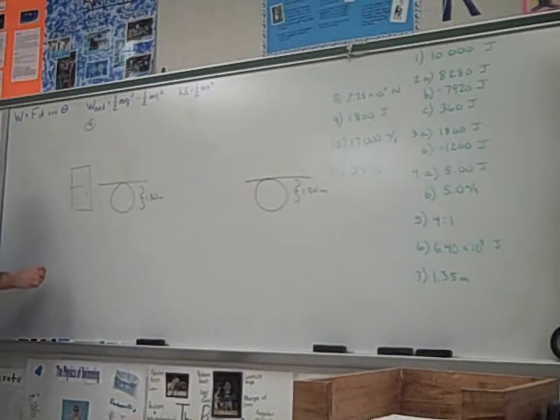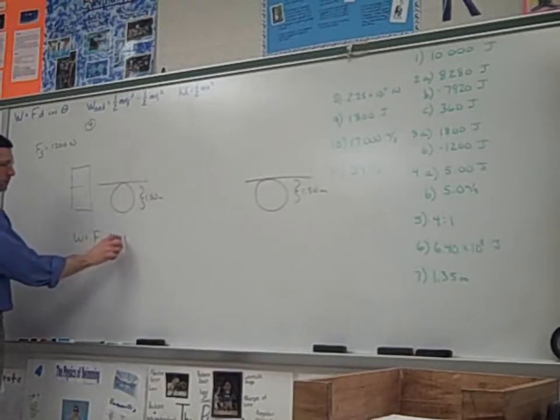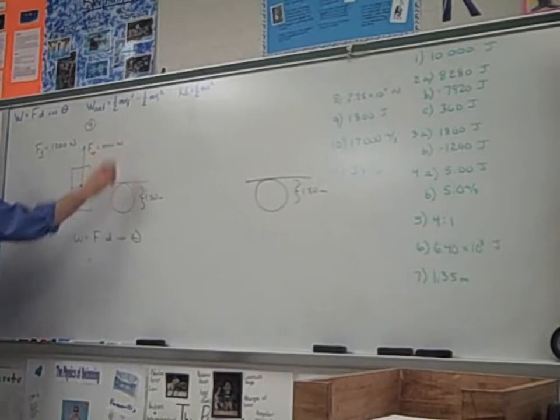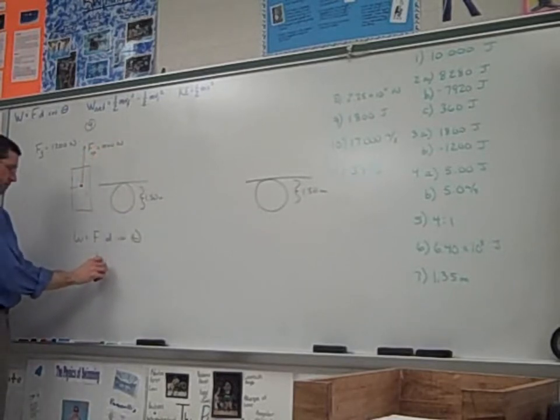The weight of the refrigerator is 1,200 newtons. So Fg for the refrigerator is 1,200 newtons. And they're going to need to lift it through 1.5 meters. So the work they're going to do in doing that is going to be, they need to apply this much force to the refrigerator. So 1,200 through a height of 1.5.